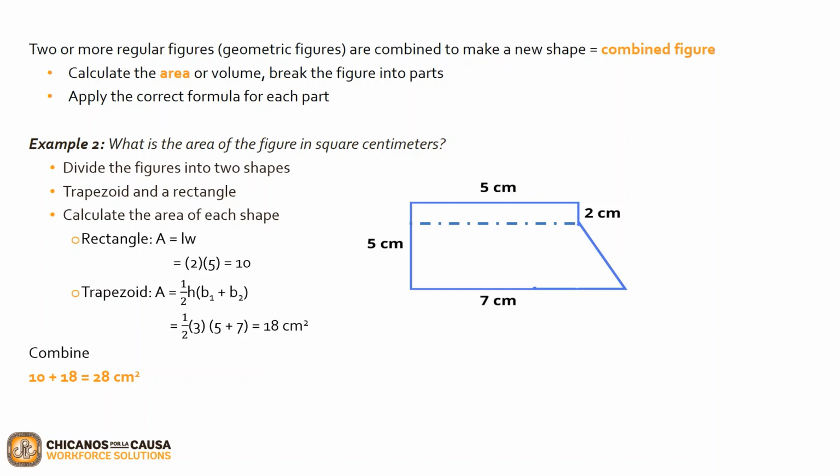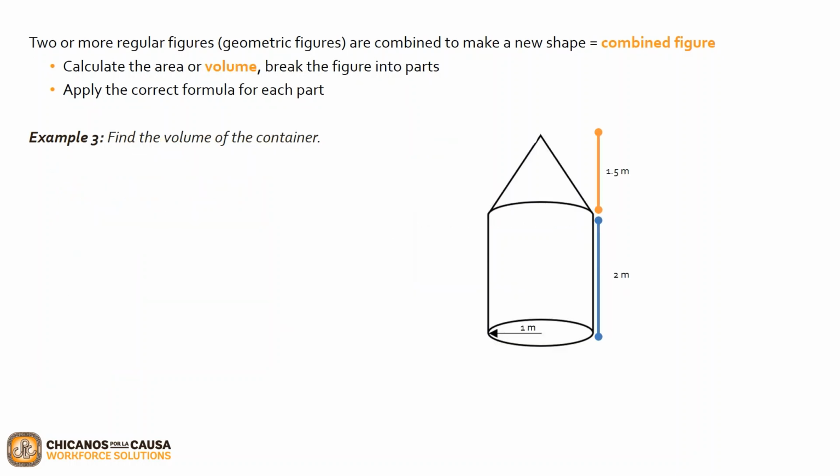Now let's look at finding the volume of a combined figure. In order to calculate the volume, it's going to be the exact same thing as calculating the area. We are going to apply the correct formula for each part. So let's look at example 3. We have a cone and a cylinder together. So we need to find the volume of the container.